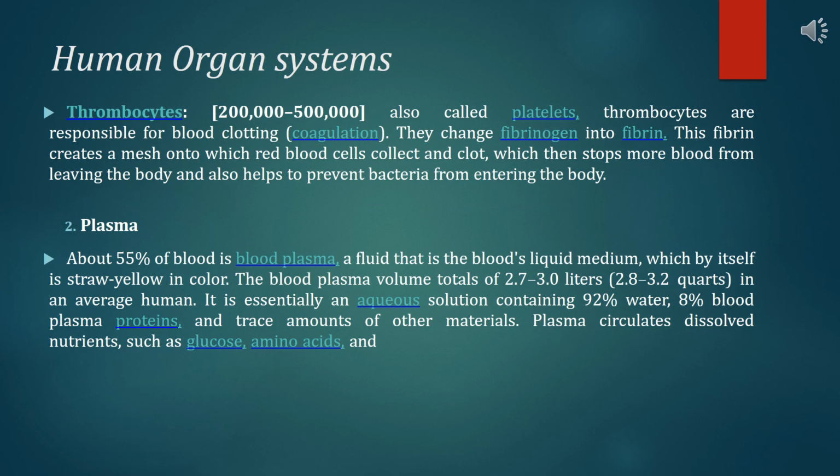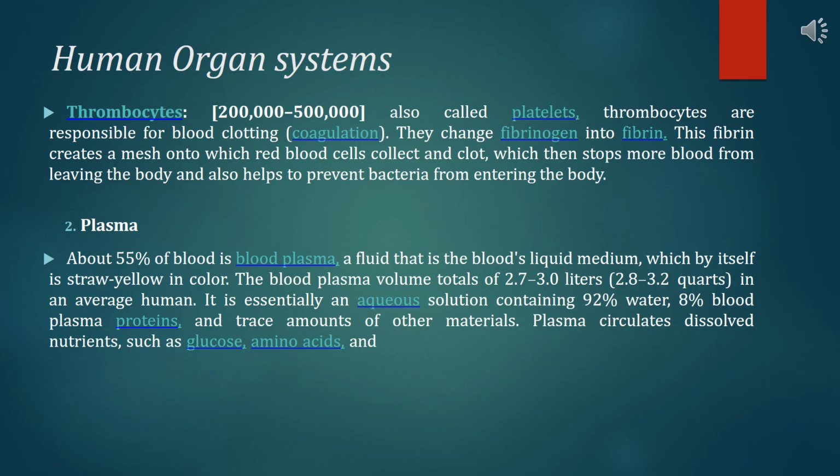Thrombocytes: 200,000 to 500,000, also called platelets. Thrombocytes are responsible for blood clotting (coagulation). They change fibrinogen into fibrin. This fibrin creates a mesh onto which red blood cells collect and clot, which then stops more blood from leaving the body and also helps to prevent bacteria from entering the body.